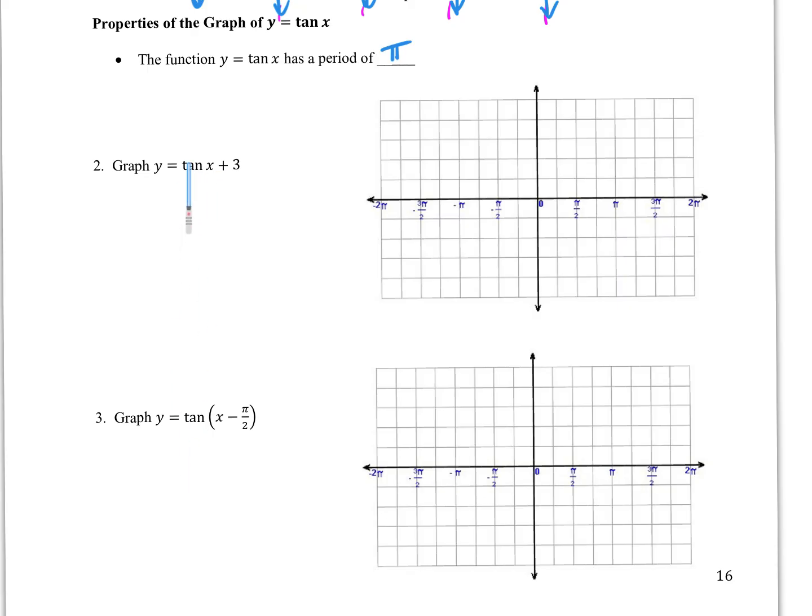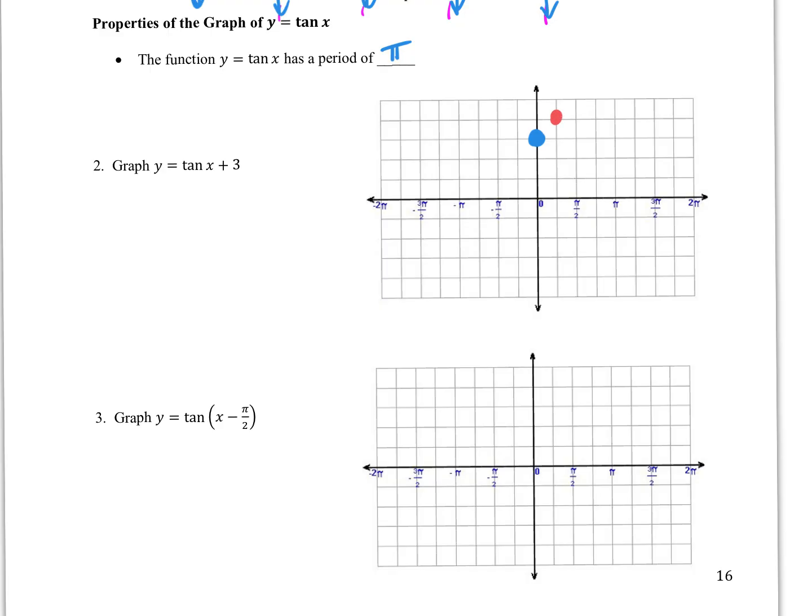All I'm going to make us do, what's that +3 going to do to my graph? It's going to shift it up. Is that going to be too bad to shift this graph up 3? Nah, we got this. If before this started at the origin, we're going to go up 3.